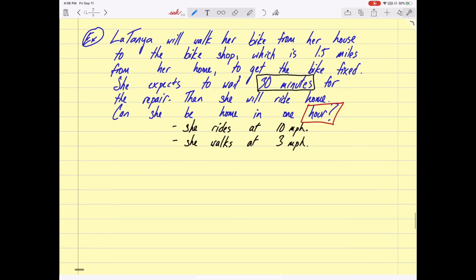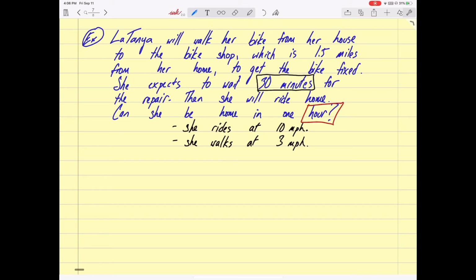Okay, this one, it seems like each one ramped up in difficulty quite a bit, but if you read them slowly, they're not too bad. So let's read this one. Latanya will walk her bike from her house to the bike shop, which is 1.5 miles from her home, to get the bike fixed. She expects to wait 30 minutes for the repair, then she'll ride home. Can she be home in 1 hour? And then it gives the speed at which she rides her bike and walks.